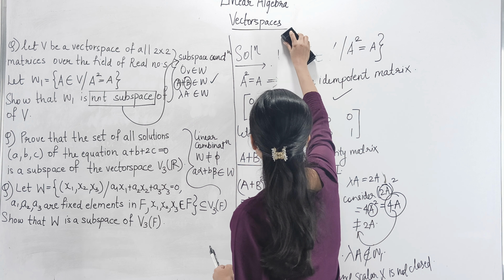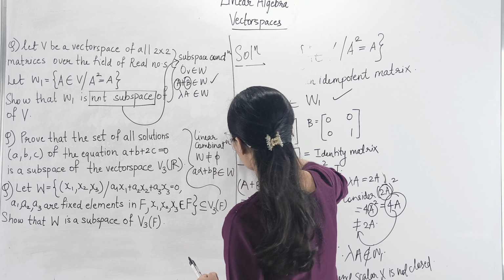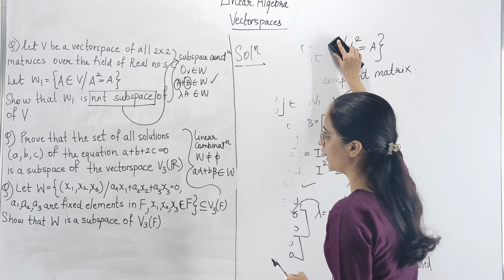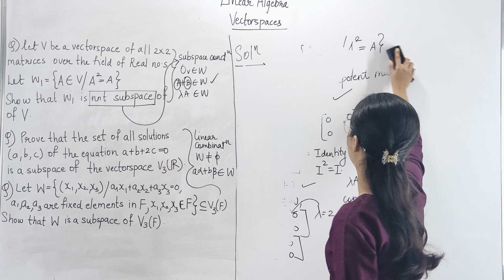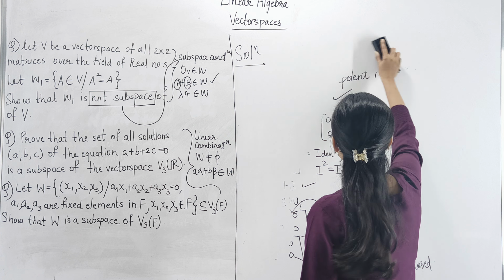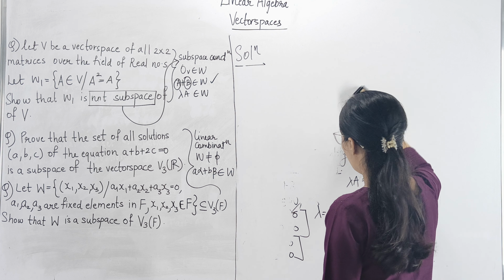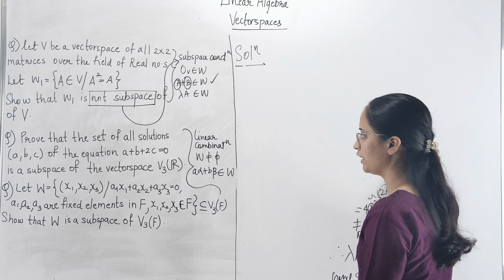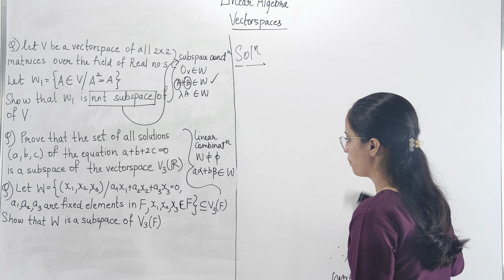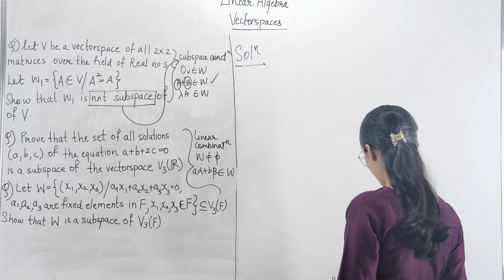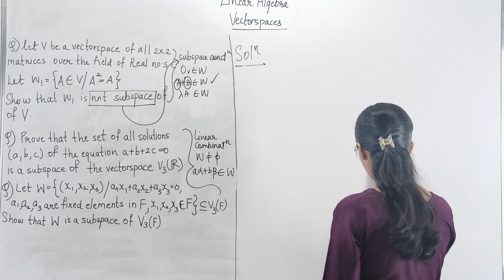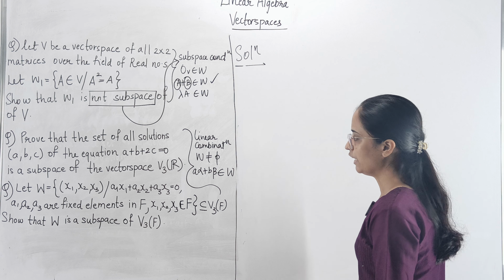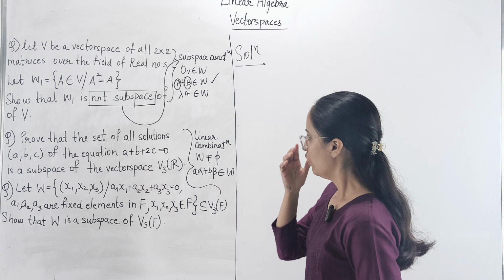Now let's move on to question number 2. So question number 2 is saying that prove that the set of all solutions, and the solutions are given in the tuple form. It's a 3-tuple A, B, C of the equation A plus B plus 2C equals to 0 is a subspace of the vector space V3 over R. यहाँ पे फील्ड फिर से रियल नंबर्स की ही है, मतलब जो स्केलर्स आएंगे वो बेसिकली रियल नंबर्स से आएंगे.